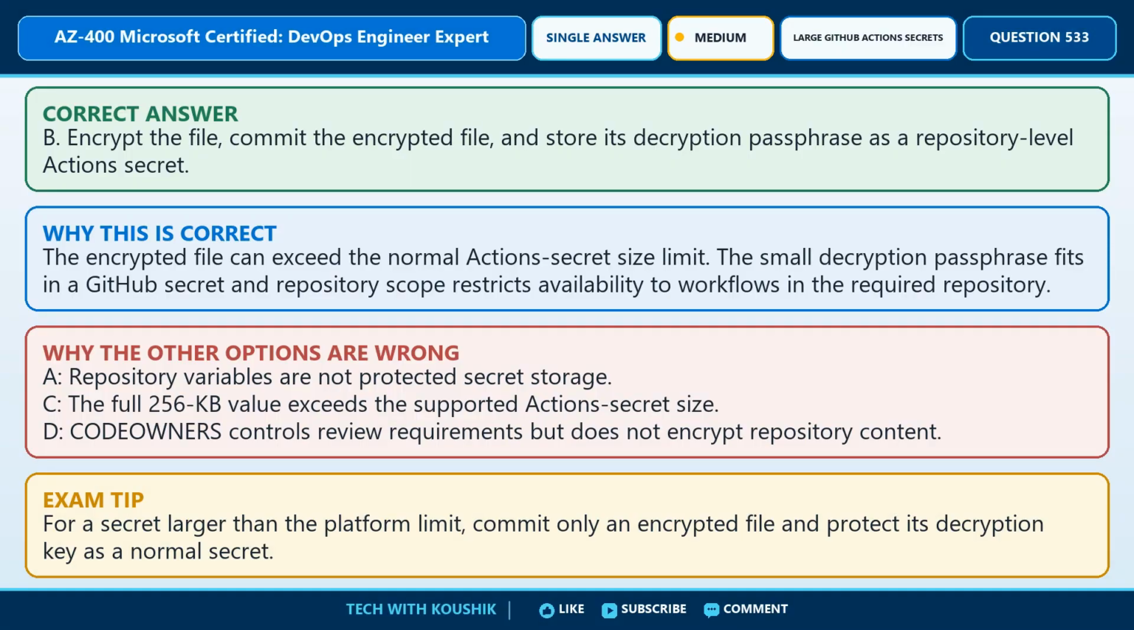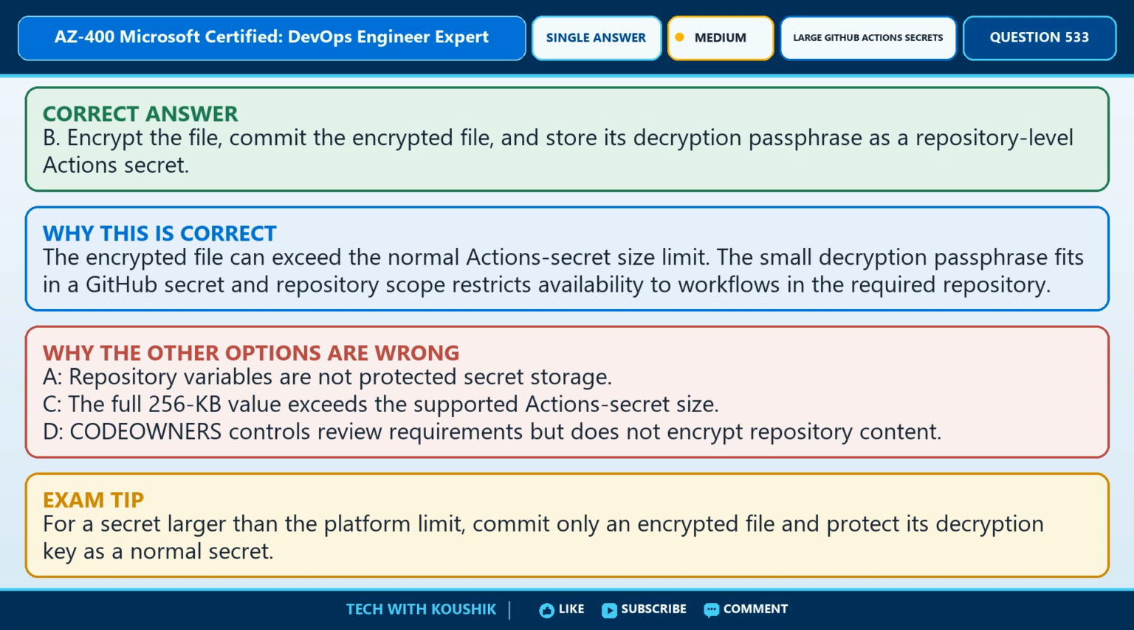The correct answer is option B. Encrypt the file, commit the encrypted file, and store its decryption passphrase as a repository-level action secret. Here's why. The encrypted file can exceed the normal action secret size limit. The small decryption passphrase fits in a GitHub secret, and repository scope restricts availability to workflows in the required repository.